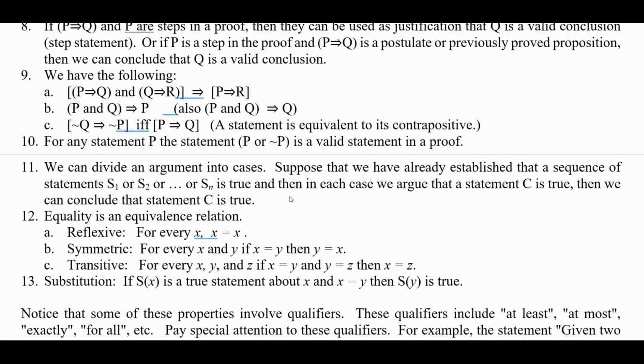Equality is our canonical example of an equivalence relation. Equivalence relations are symmetric, reflexive, and transitive. Reflexive means for every x, x is equal to itself. X is equal to x. If it's symmetric, that says if x equals y, then y equals x. It's transitive: for every x, y, and z, if x is equal to y and y is equal to z, then x is equal to z.